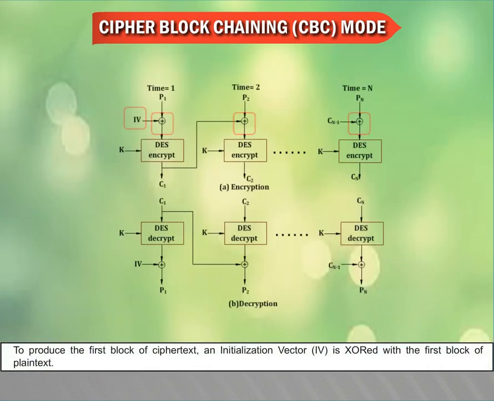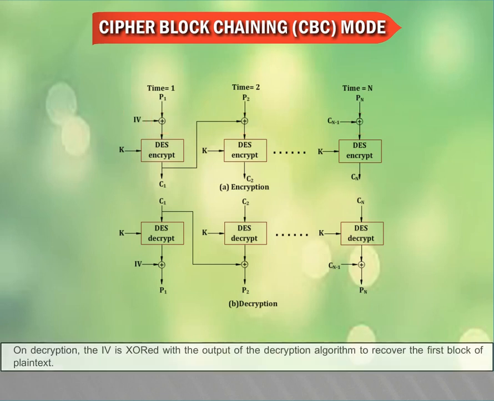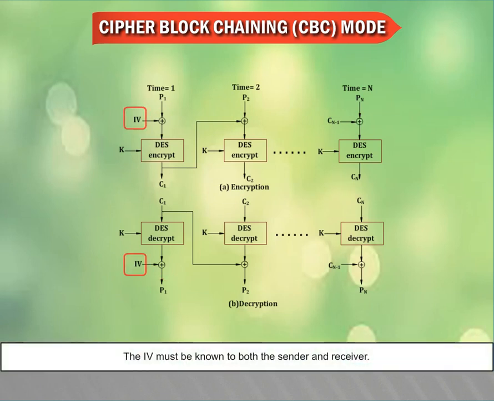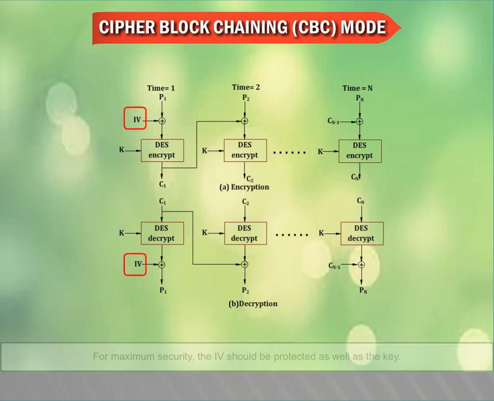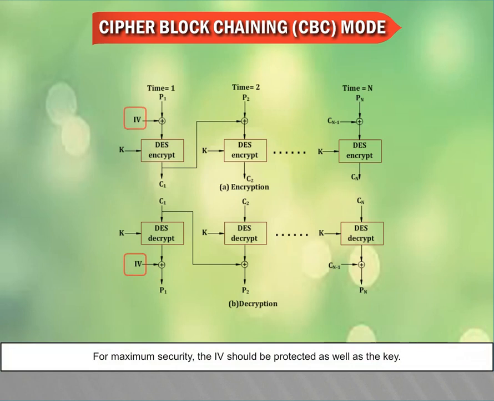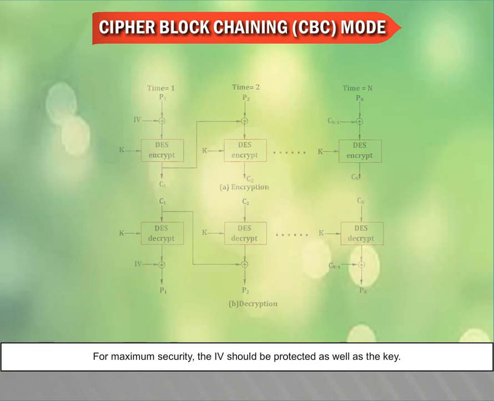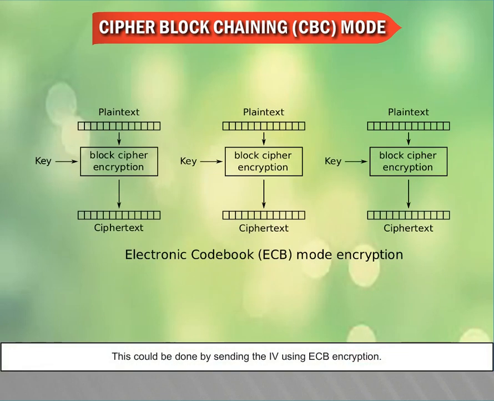To produce the first block of ciphertext, an initialization vector IV is XORed with the first block of plaintext. On decryption, the IV is XORed with the output of the decryption algorithm to recover the first block of plaintext. The IV must be known to both the sender and receiver. For maximum security, the IV should be protected as well as the key. This could be done by sending the IV using ECB encryption.